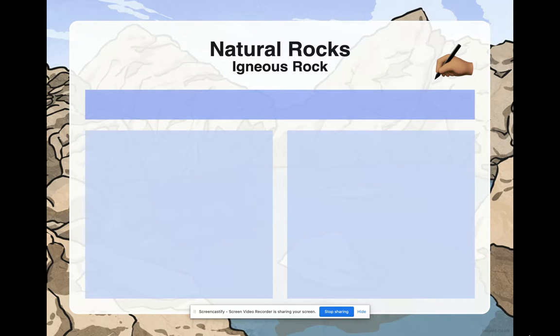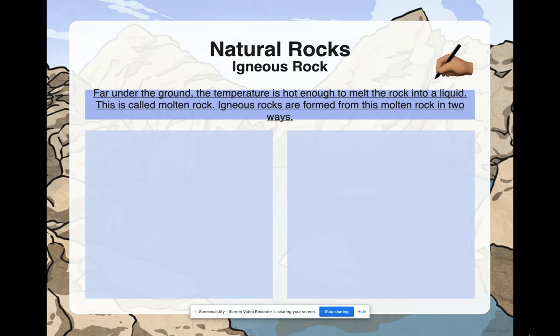All these are known as natural rocks. And the first one we're going to talk about is igneous rock. Far under the ground, the temperature is hot enough to melt the rock into liquid. This is called molten rock. Igneous rocks are formed from molten rock in 2 ways.